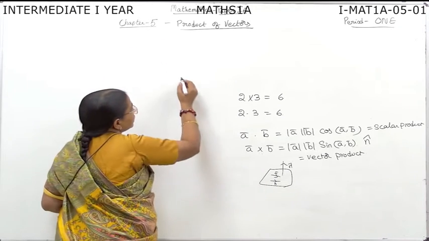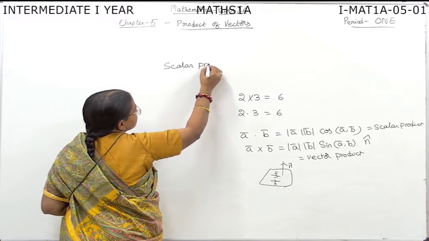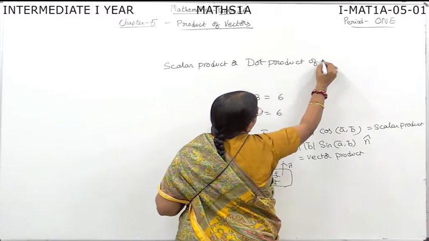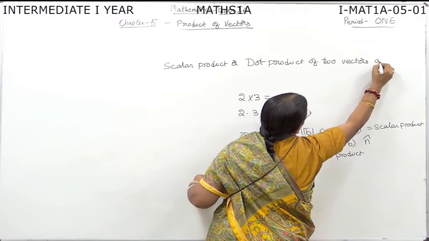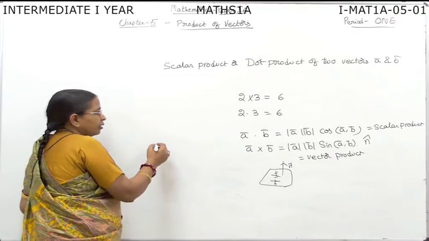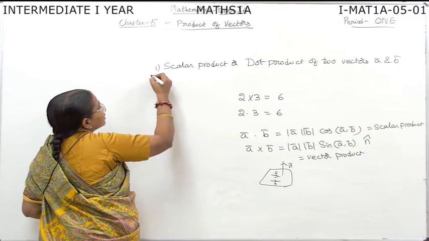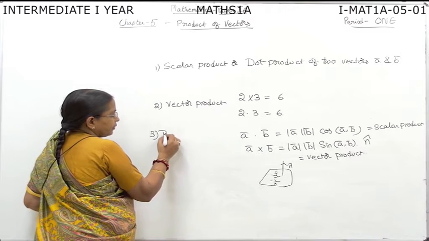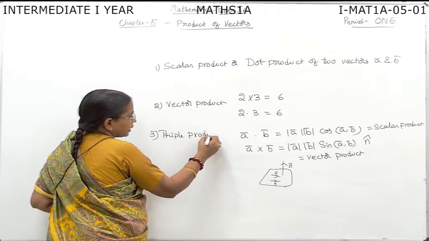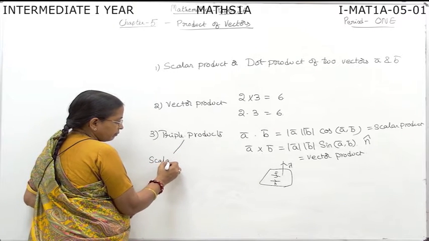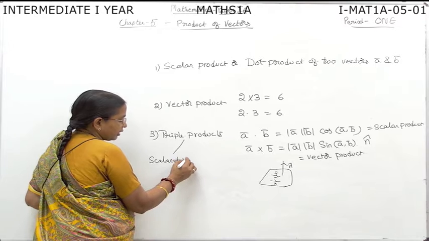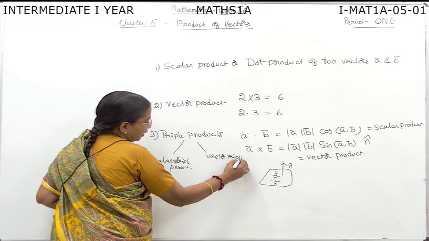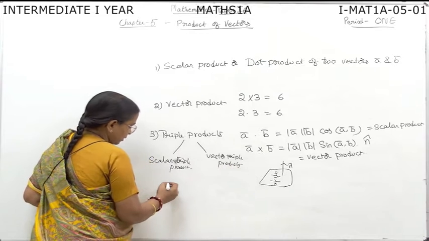In this chapter, you will study the scalar product or dot product of two vectors A and B. And then next you will learn about the vector product of two vectors. The second topic is the vector product of two vectors, and then we'll define triple products between three vectors. In this you have the scalar triple product and the vector triple product. Two kinds are there.